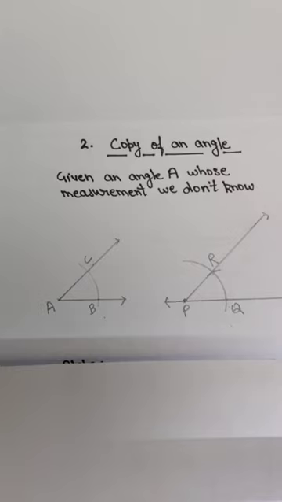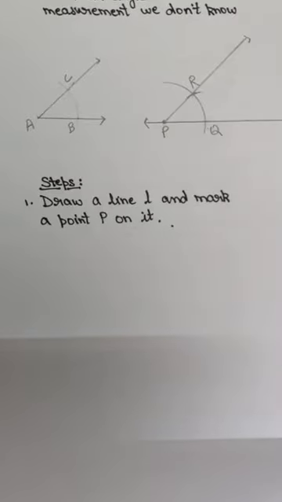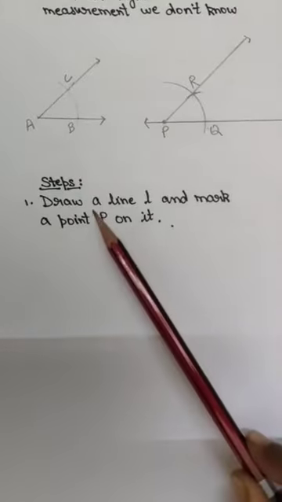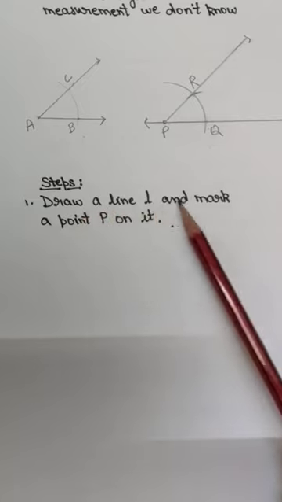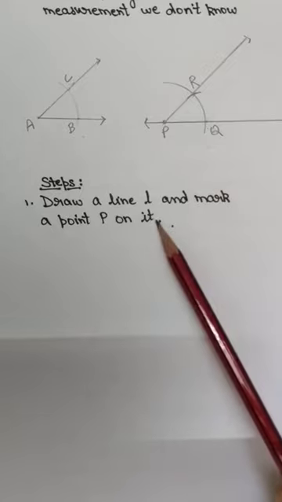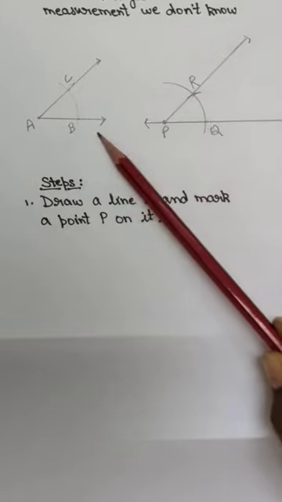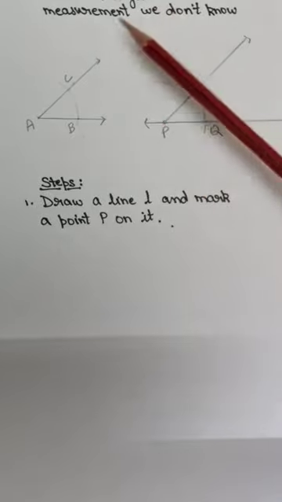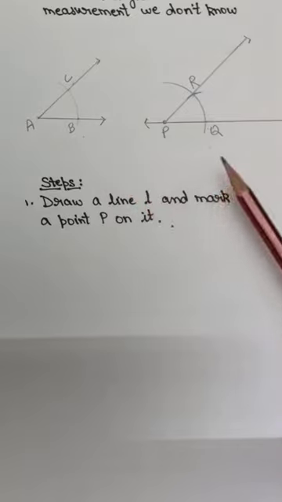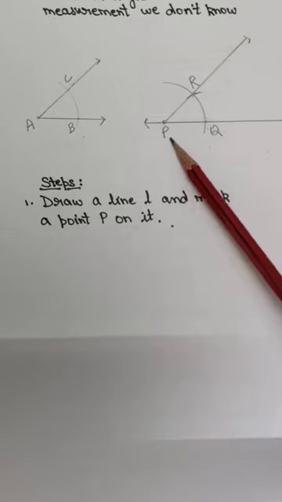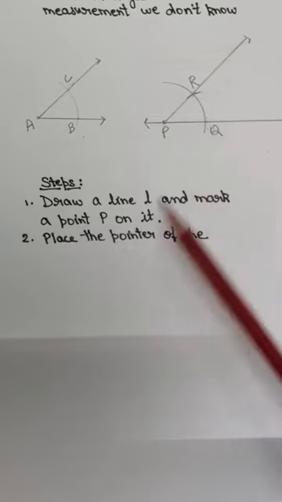Again, I am telling you by showing the steps of construction how we have drawn this copy of angle A. First step: draw a line L and mark a point P on it. This angle A is given to us, because it is given in the question, an angle A whose measurement we don't know. Now draw a line L and mark a point P on it.